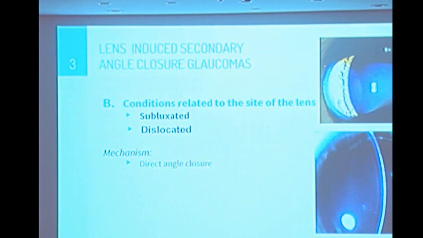Rarely, this lens may escape, and if it is totally dislocated, it can dislocate to the anterior chamber and cause an acute form of glaucoma. This one is usually a chronic form. So direct angular closure or pupillary block, if the lens is at the level of the pupillary aperture or went to the anterior chamber, will cause a pupillary block, acute secondary angular closure glaucoma.